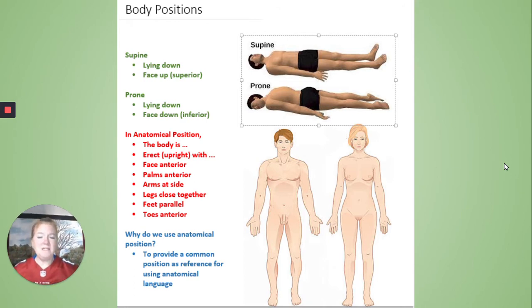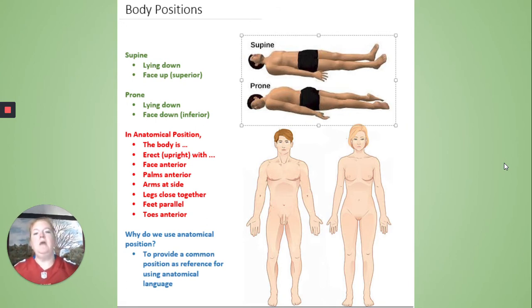Why do we use anatomical position? So we have a standard frame of reference to refer to anything. If I say the eyes are superior to the nose, that's true. It doesn't matter if I'm laying down. It doesn't matter if I'm standing on my head, because in anatomical position, my eyes are in fact superior to my nose.